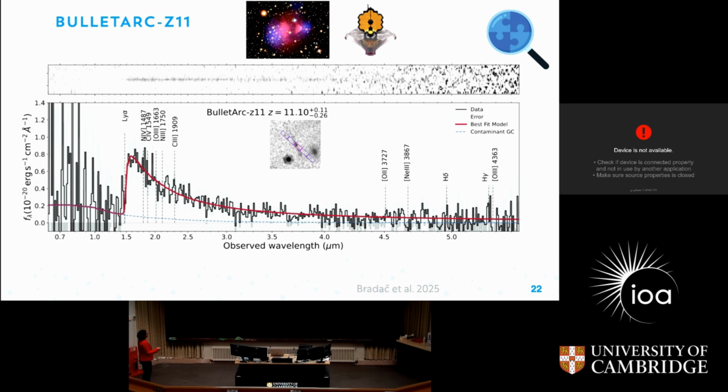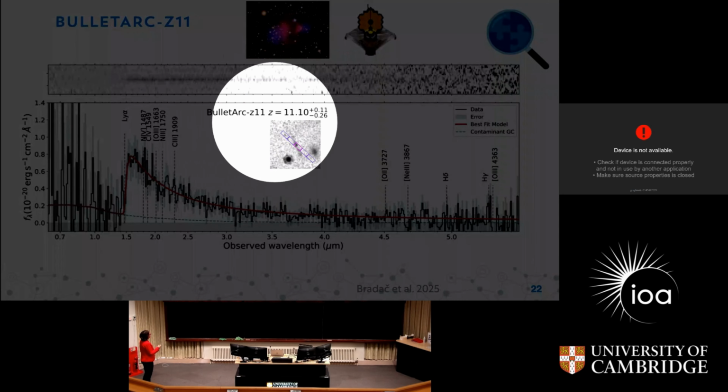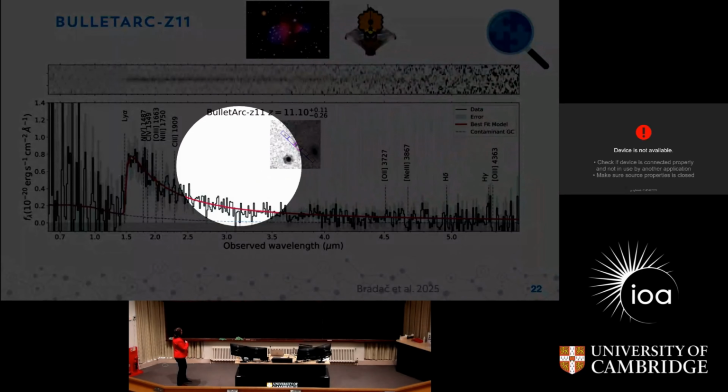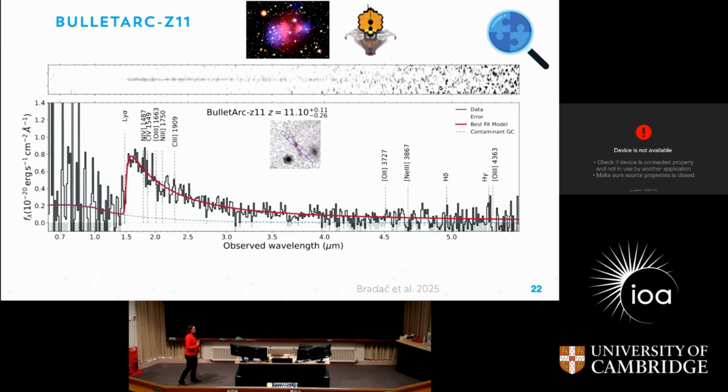And even though there are a lot of lines indicated here, none of them is actually detected with a signal to noise of more than 3. So we're not yet seeing the lines, but what we are seeing is a strong damping of Lyman alpha, which indicates that there is neutral hydrogen in the IGM of that galaxy. Why am I so excited about that galaxy?